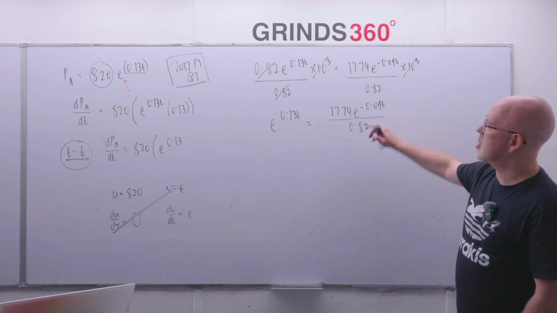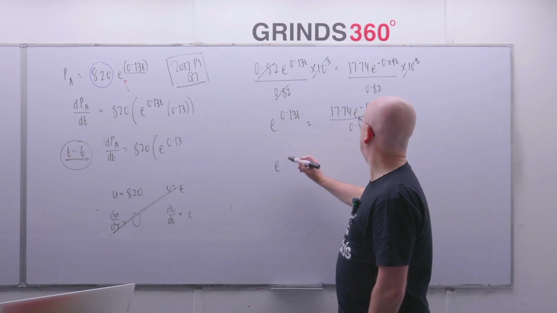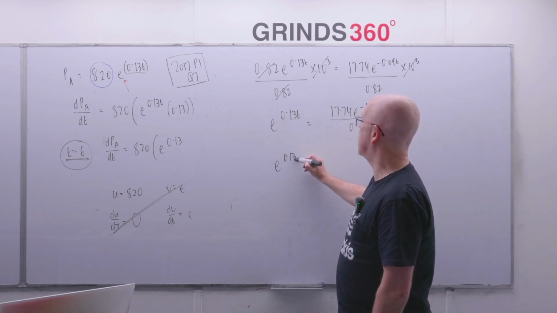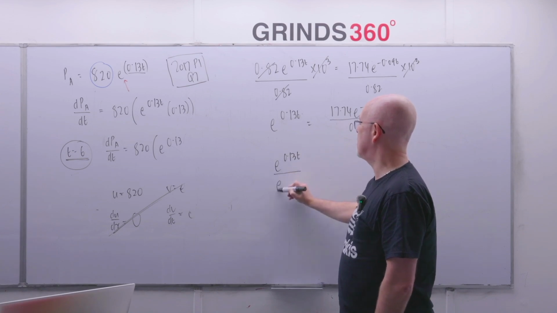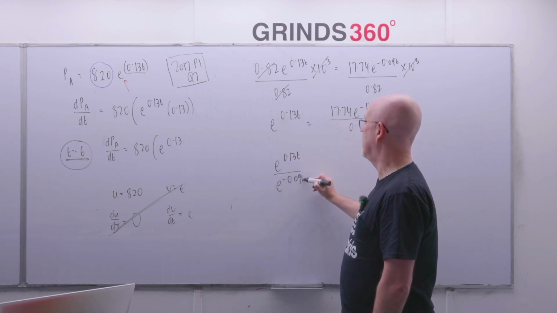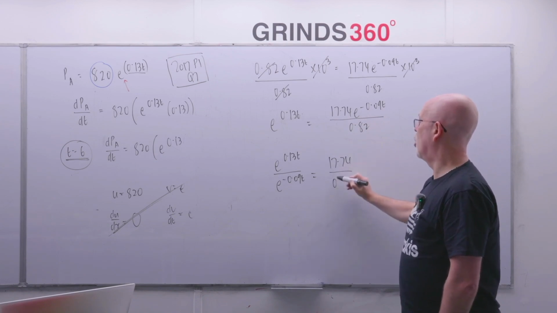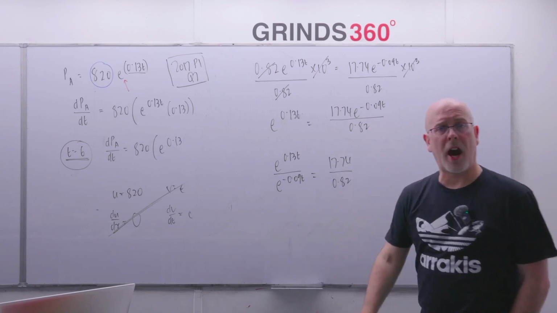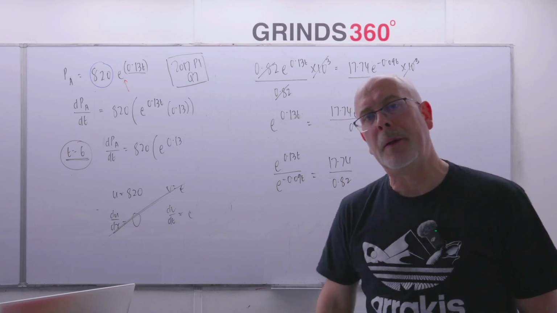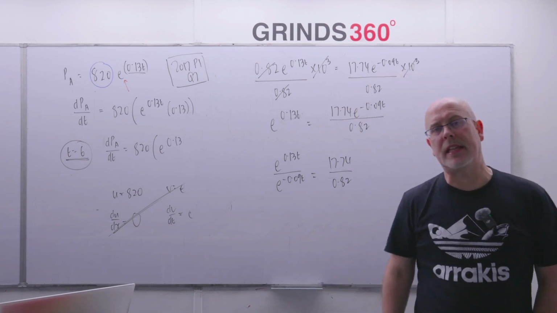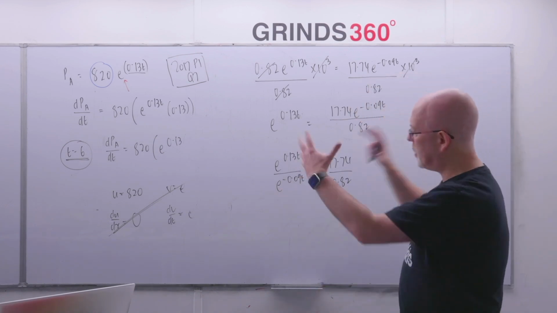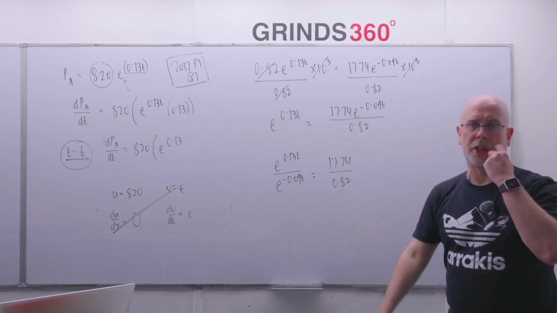So here, if I divide across by this then, I get e to the power of 0.13t divided by e to the power of minus 0.09t is equal to 17.74 over 0.82. And you've got your partial credits for getting that far. Okay, you probably got 5 out of 10 for hitting that point there, for getting the two exponents on one side and the two numbers on the other, right?